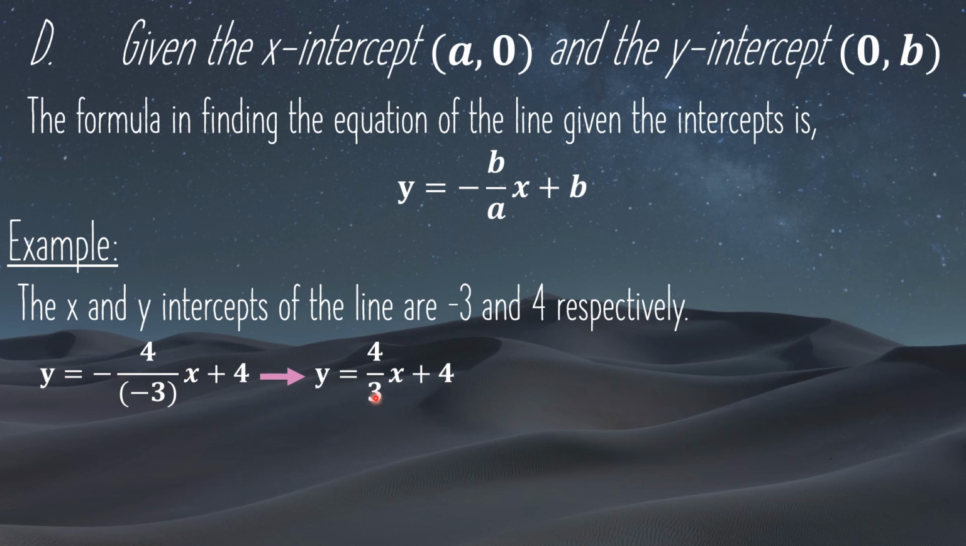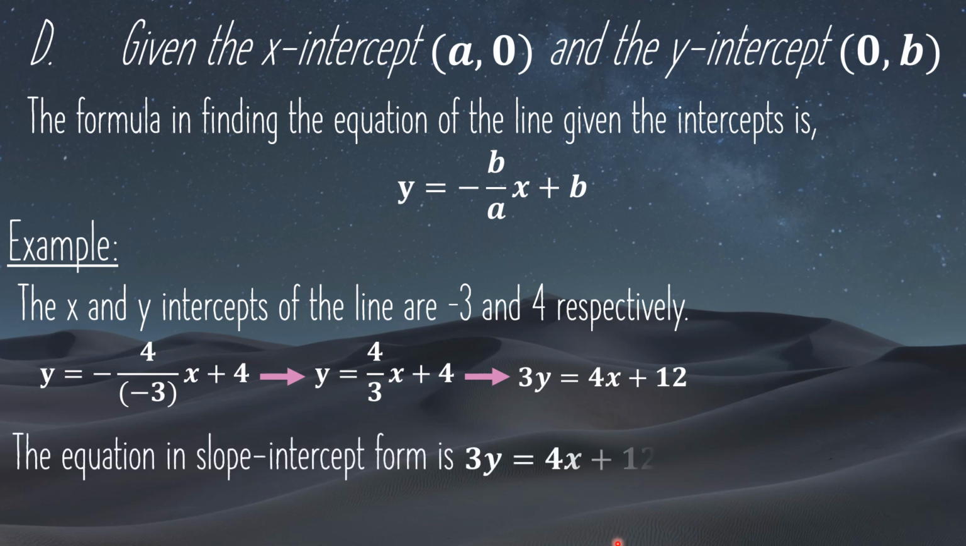And then, para makancel natin yung denominator na 3 dito, we have to multiply the whole equation by 3. So, the resulting equation will be 3y equals 4x plus 12. Because 3 times y is 3y, 4 over 3 x will be 4x, kinancel lang yung 3, and then 4 times 3 is positive 12. The equation in slope-intercept form is 3y equals 4x plus 12.